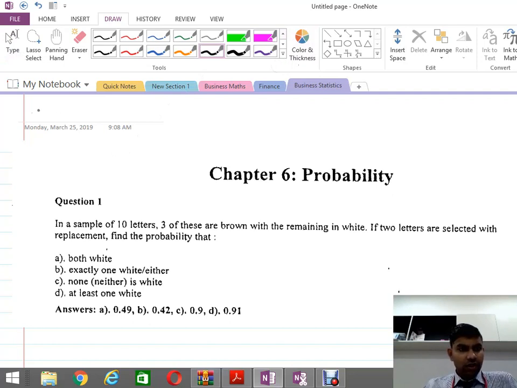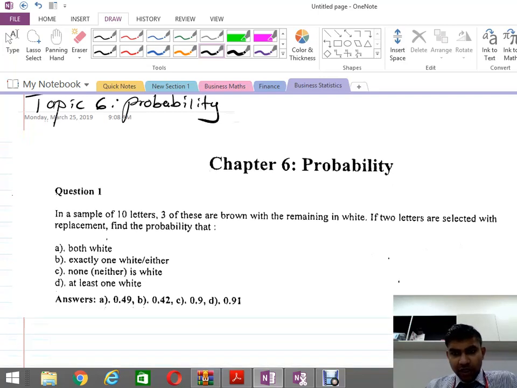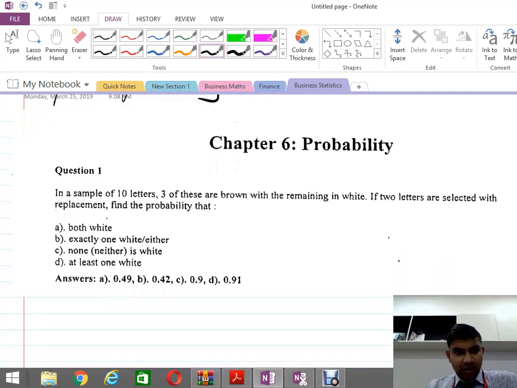So this is topic 6, probability. So in this chapter, which is your chapter 6, guys, basically probability, there are, I think, many formulas here.